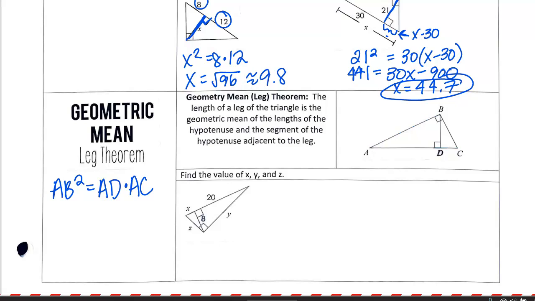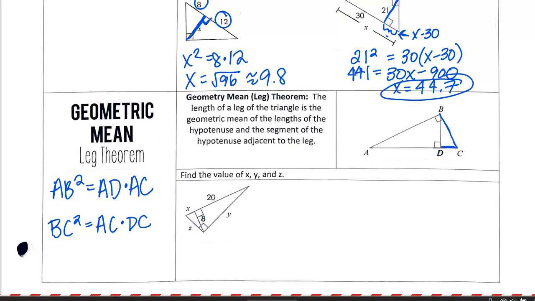All right, that's when we're talking about AB, but we have two legs. So now let's talk about BC. So again, BC squared. And the hypotenuse on this one, again, will be AC. But the segment that is adjacent to that is now DC. I should have probably written those in the same order, but this is how it was in my notes. So you can switch them around if you want. It doesn't matter. It's multiplication. We can switch around.